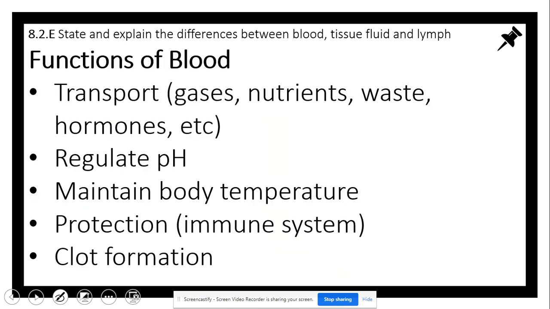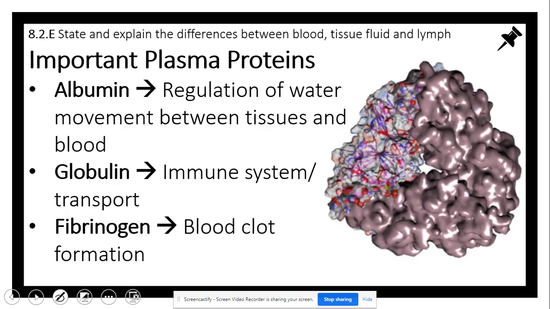Functions of blood seem pretty straightforward. Transport things, regulate pH and body temperature, especially in things like mammals, we have a pretty set body temperature. The blood flow helps to do that. Protection: your immune system, clot formation can also help with wounds and infections, stuff like that.